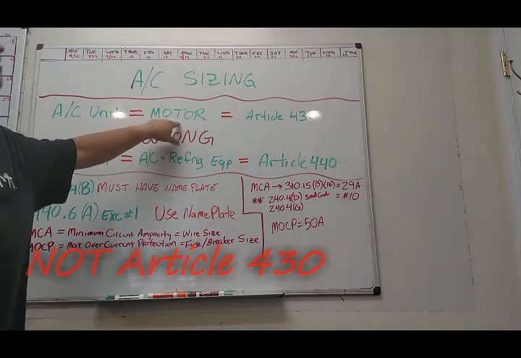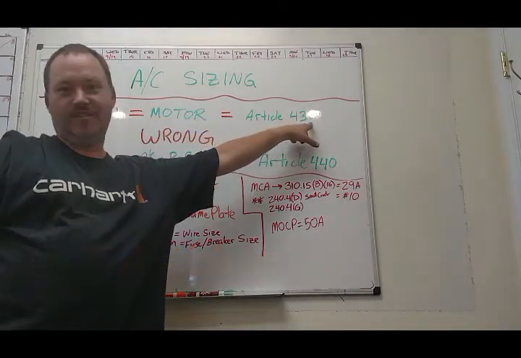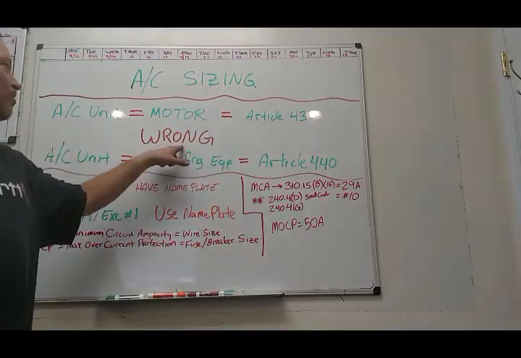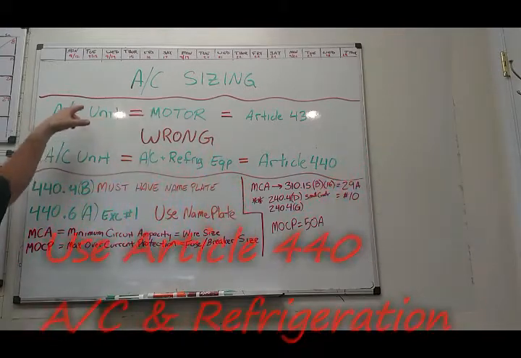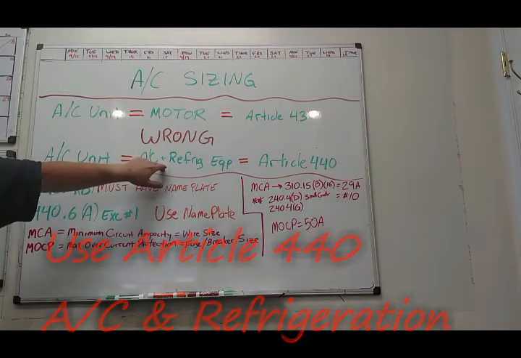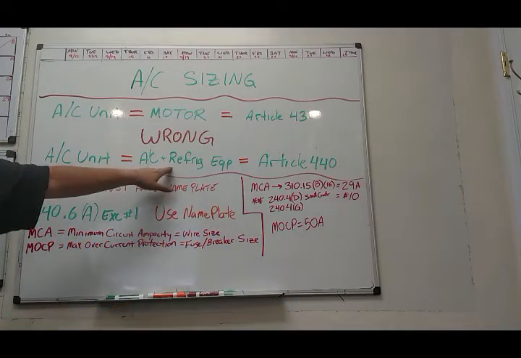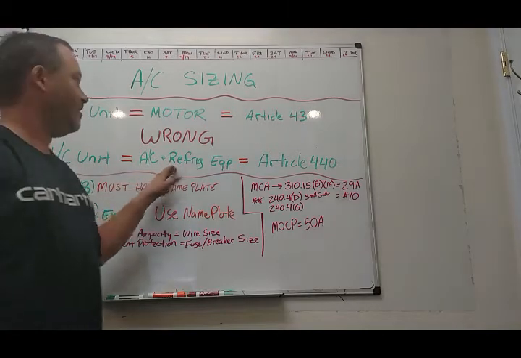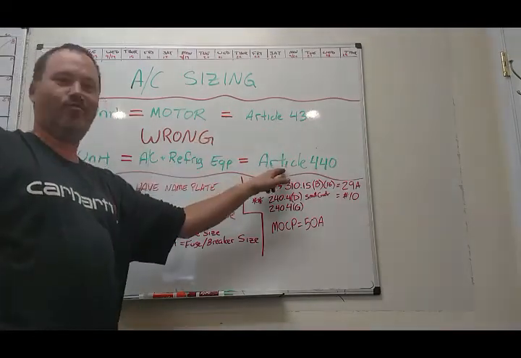So where a lot of guys get hung up is they think an AC unit is a motor, there's a motor in there, so we must use Article 430 to size it. That is wrong. Yes, there is a motor, or sometimes multiple motors, in an AC unit. But AC units specifically fall under Article 440 for AC and refrigeration equipment. Okay? You're not going to use 430, you're using 440.